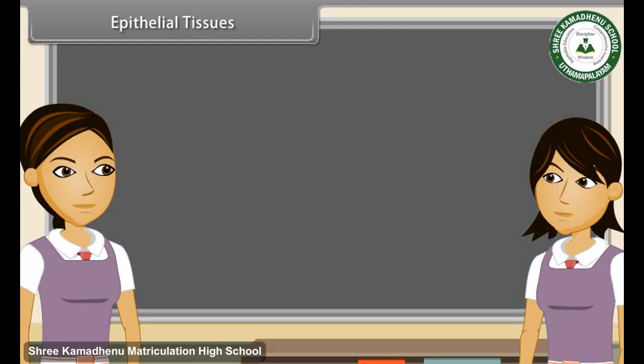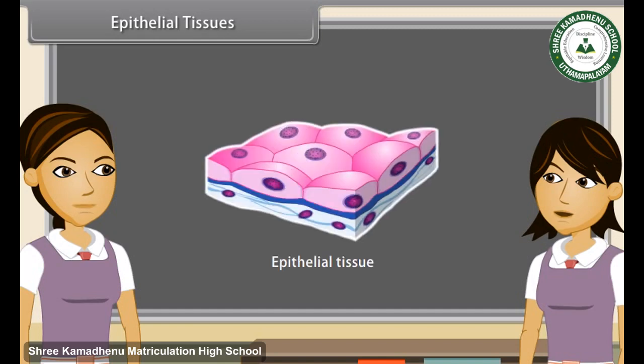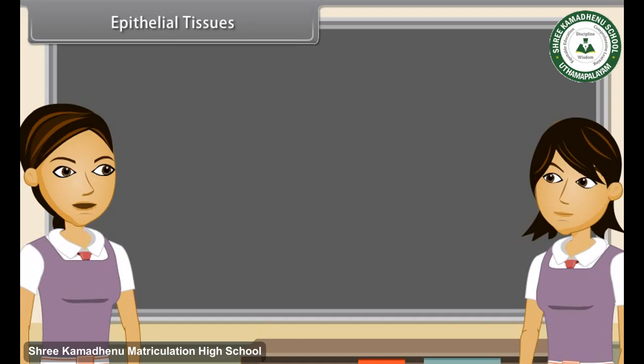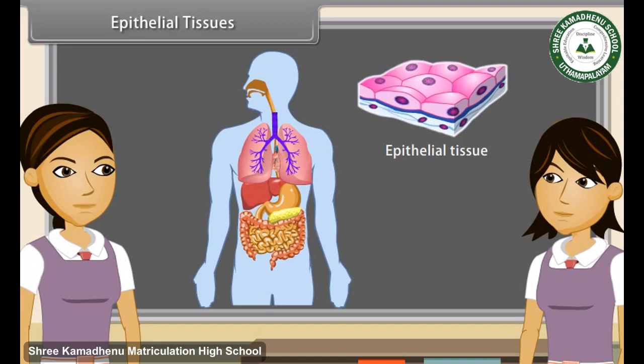Epithelial tissues. Tissues which cover all the organs of body externally and also line hollow organs internally are known as epithelial tissue. Yes, Ankita, the cells of epithelial tissue are tightly packed and form a continuous sheet. There is no intercellular space and matrix between these cells. Epithelial cells are present in skin, lining of buccal cavity, alimentary canal, kidney tubules, lungs, glands.